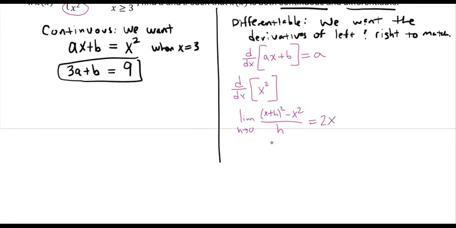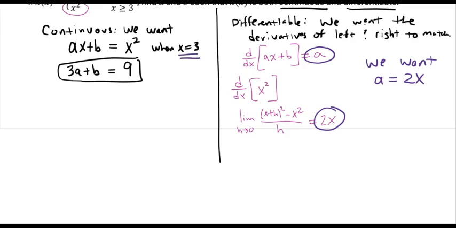Well, what do we want? We want the derivative on the left and the derivative on the right to match. That's really what we want. So we want a to equal 2x. When? At the transition point. Just like before, when x is equal to 3. So right here, we're going to replace this x with 3, and we get 6. And maybe write that in, x is 3. So we want it to happen at that transition point. Cool, we found out that a equals 6.